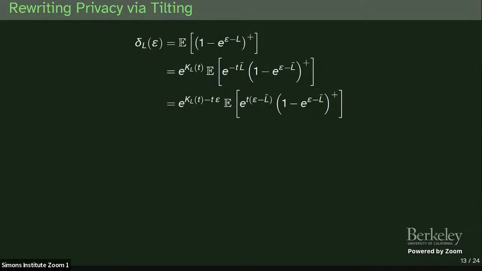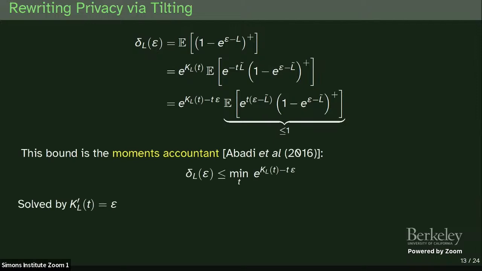Now this expectation here, it's pretty easy to see this thing is always less than or equal to 1, because this positive part is only non-zero when L tilde is greater than epsilon. If L tilde is greater than epsilon, then this term is less than 1, and so is this term. So the whole thing is always less than 1. And if you just do that straight bound of upper bounding this thing by 1, this gives you a privacy accountant. This is in fact the moments accountant.